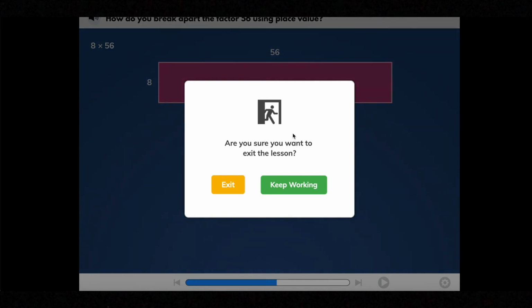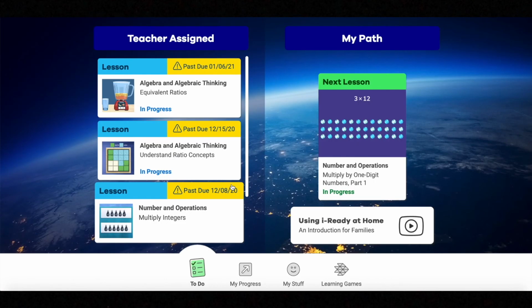Notice how the system made a point to ask the student, do you want to exit or do you want to keep working? It's letting them know you're not finished. In this case, we're going to exit. Also, once we exit, we're back on our original page.